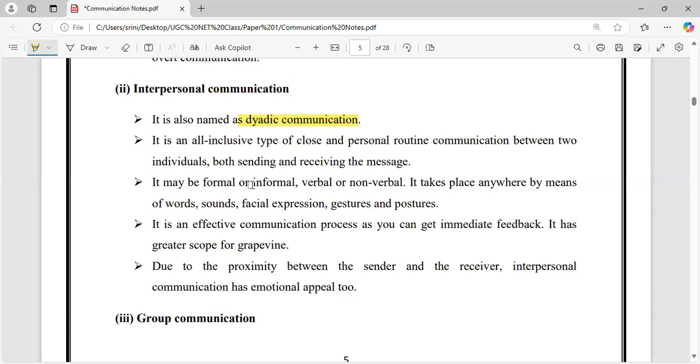It has greater scope of grapevine. Grapevine means gossip. Interpersonal communication has greater scope for gossip. Due to proximity between the sender and the receiver, interpersonal communication has emotional appeal.